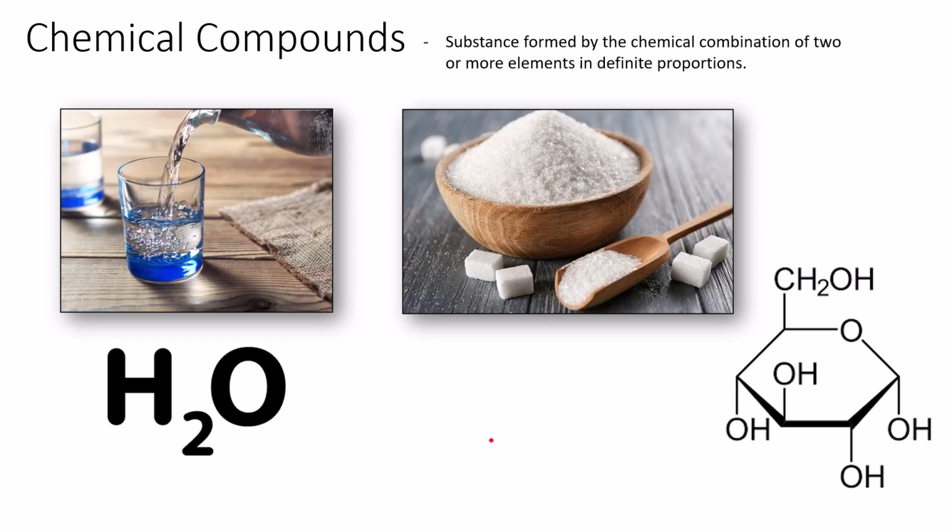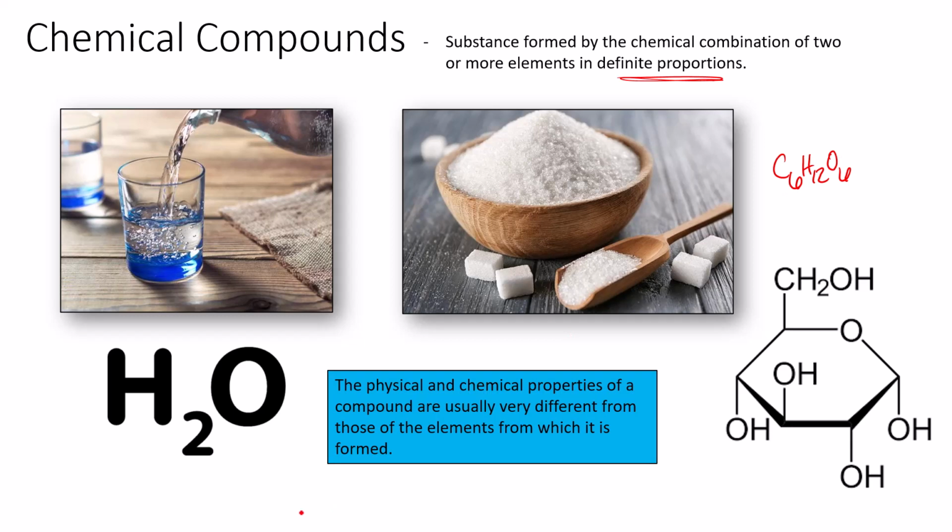But when we talk about chemical compounds, a chemical compound is a substance formed by the chemical combination of 2 or more elements in definite proportions. H2O is an example of a compound because every molecule of water is going to contain 2 atoms of hydrogen and 1 atom of oxygen. Glucose is the same thing. Glucose has a chemical formula of C6H12O6, so you can see that it is a compound made up of carbon, hydrogen, and oxygen atoms.